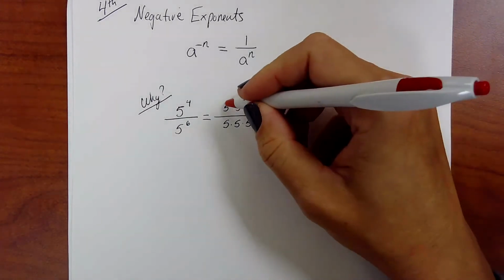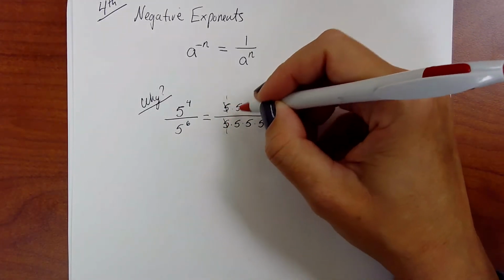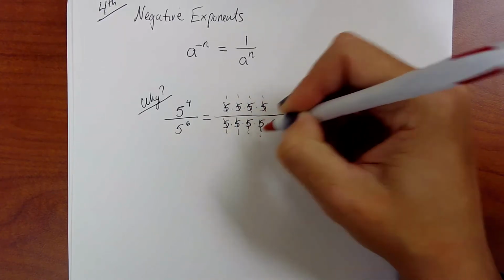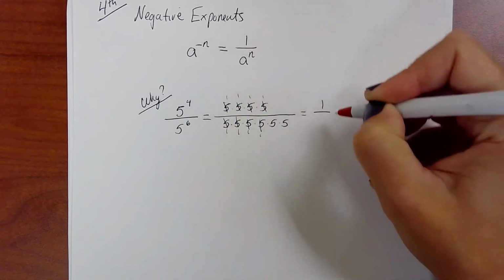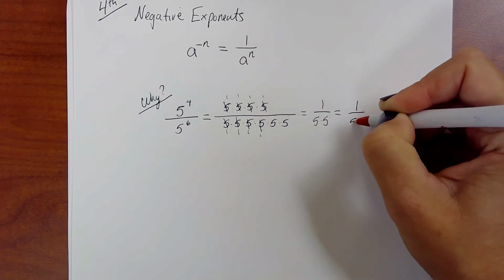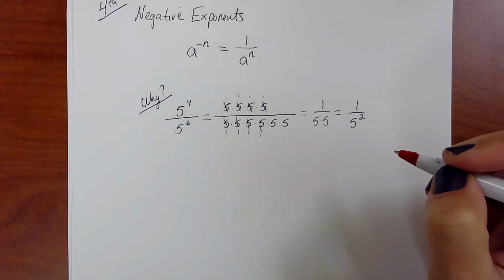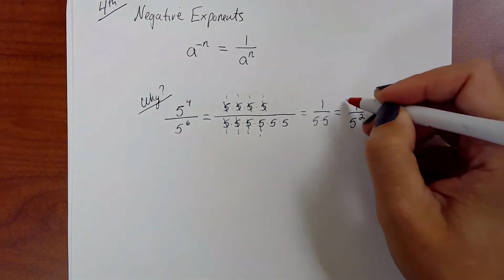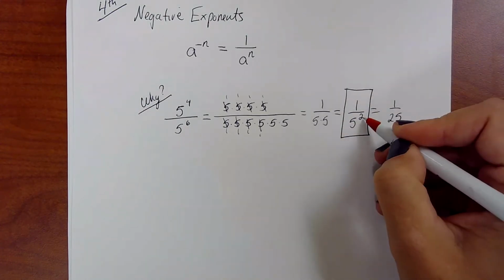Okay, so let's start canceling like we did before. These are 1s now. This would be 1 over 5 times 5. So that's really 1 over 5 to the second, right? Which you could solve. But let's just focus on this: 1 over 5 to the second.